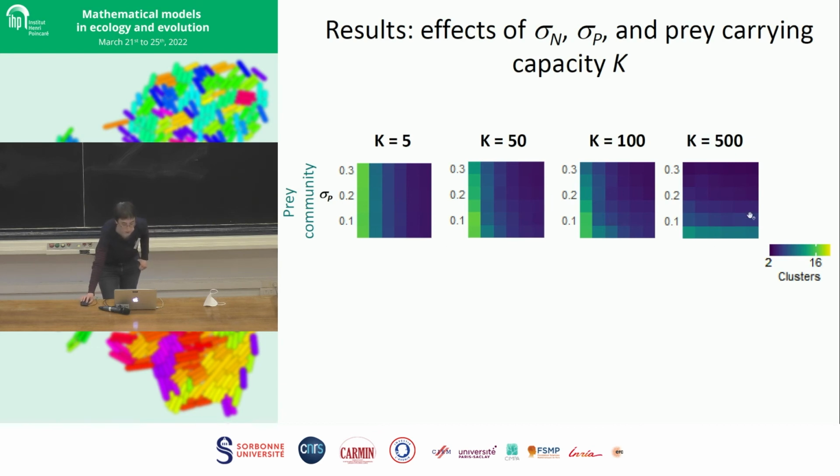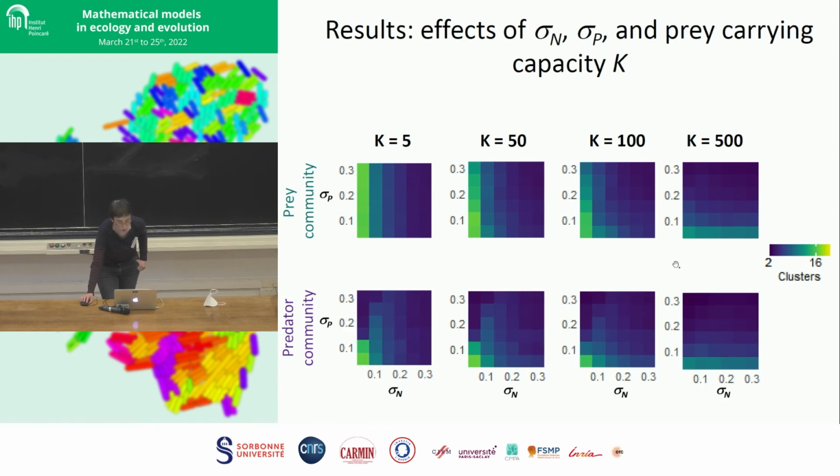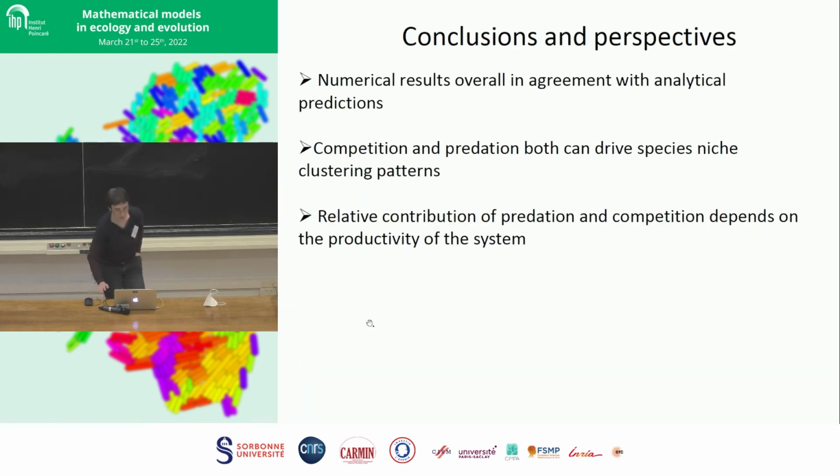It is the opposite at high productivity, where it's mostly sigma p, the niche width of the predator, that determines the number of clusters in the simulations, with a lower number of clusters in the prey community when you have high generalism of the predator. If you look at the predator part, it's a bit more complicated. You seem to have a tendency for the niche width of the prey to be more important at low carrying capacity and low productivity, while it is more the reverse at high carrying capacity. But you can see that both matter, in fact, at low carrying capacity, at least in these simulations. Okay, so that's perfect. I'm nearly finished.